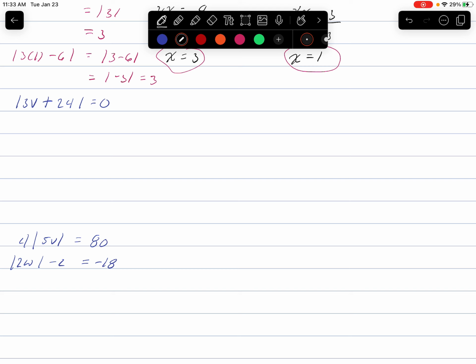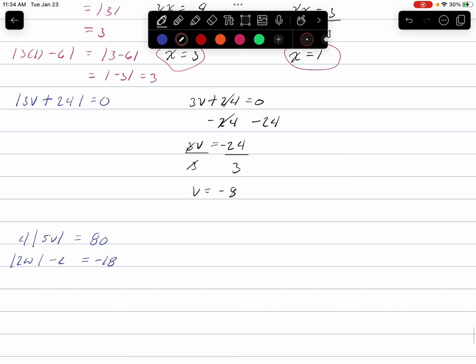So we can treat this as 3v plus 24 is equal to 0. I suppose you could write it out as positive or negative 0, but that doesn't really make sense, so we'll just consider the one. But then we would solve for v by taking 24 away from both sides, and we'll get 3v is equal to -24. If we divide both sides of the equation by 3, we'll get v is equal to -8.